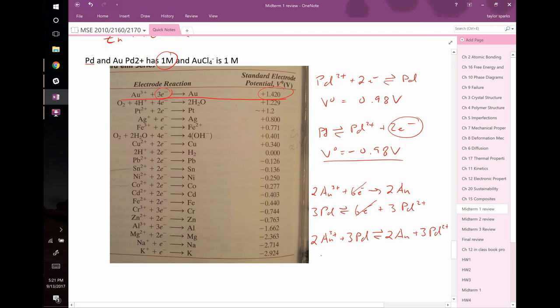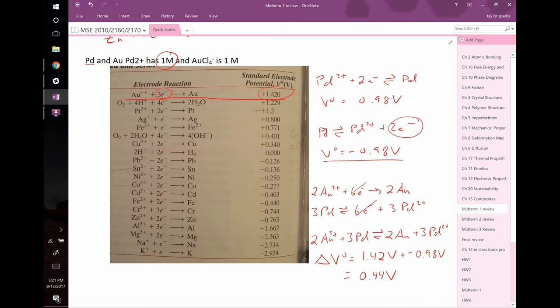Now we can write the delta V naught. Delta V naught is going to be equal to positive 1.42 volts plus a negative 0.98 volts, which equals... I get 0.44, somebody else get that? And it's positive, meaning this reaction, 0.44 volts, this reaction as it's written wants to happen, right?